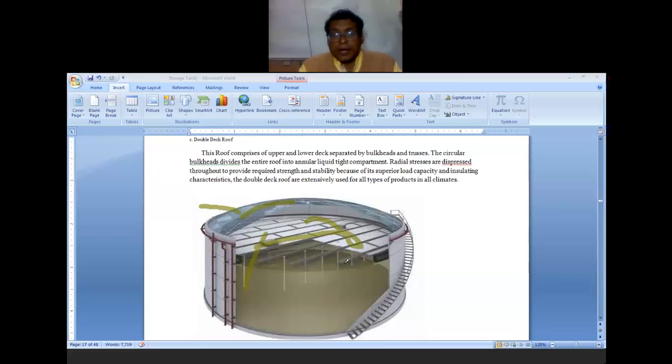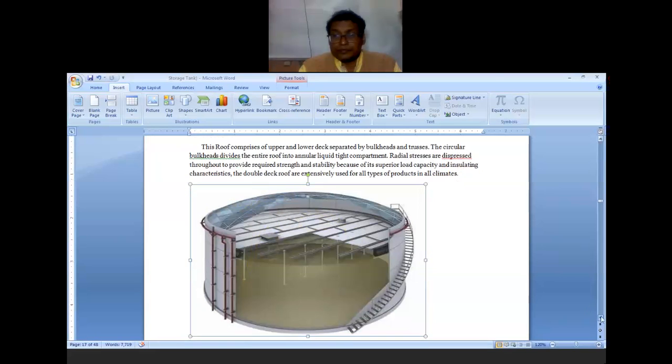The circular bulkhead divides the entire roof into annular liquid-tight compartments. The radial stresses are dispersed to provide the required strength and stability. Because of its superior load capacity and insulating characteristics, the double deck roofs are extensively useful for all types of products in all climates. That means as the two decks are available, one is the upper deck and the other is the lower deck, and this lower deck is the one moving up and down.